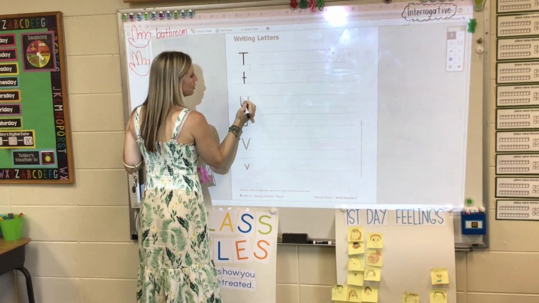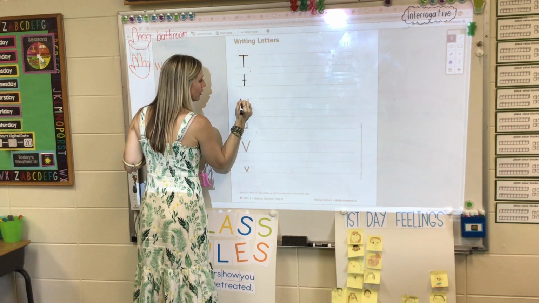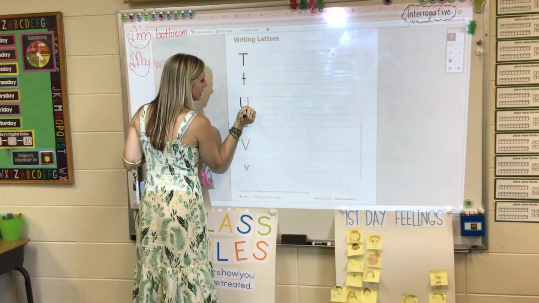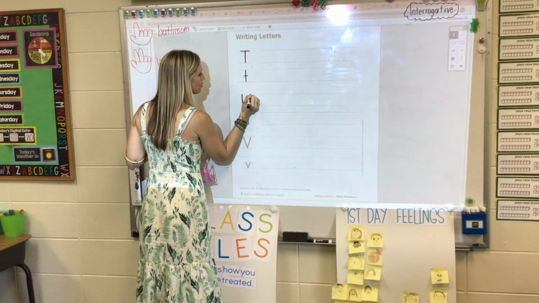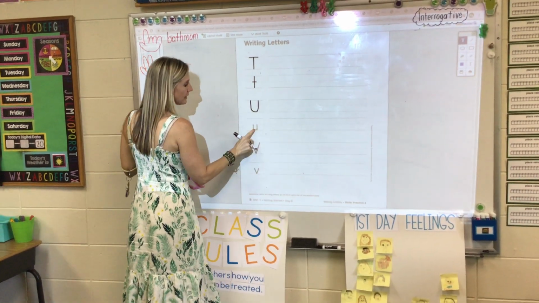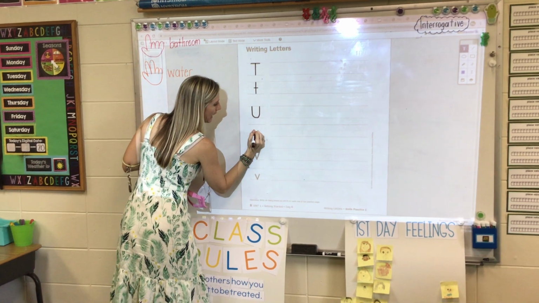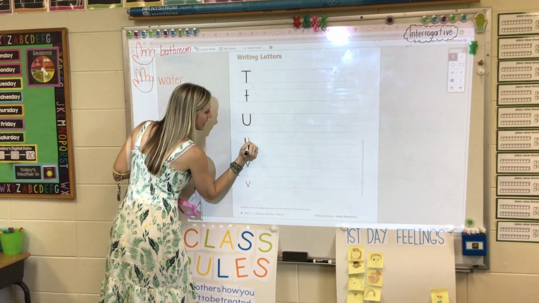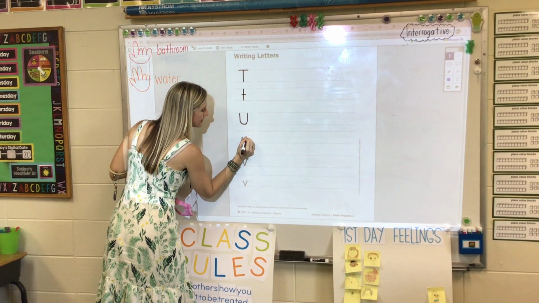For uppercase U, we're going to start at the headline, curve down around, touch that baseline, and pull straight back up to the headline and stop. For lowercase u, it's a little different. Start at the midline, curve down, touch the baseline, go back to the midline and stop.